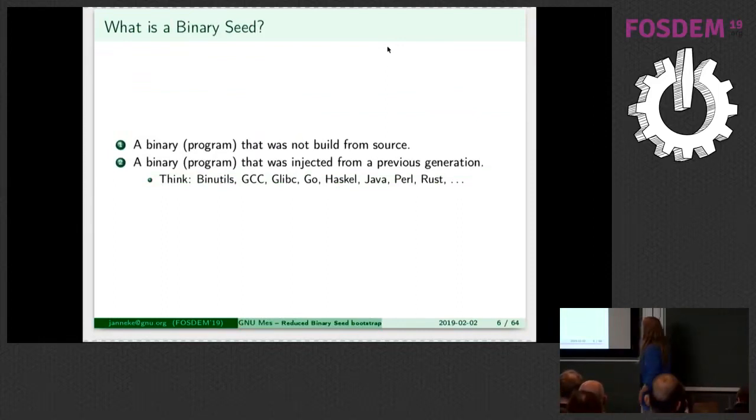So what's a binary? A binary is a program that was not built from source, but you run it anyway. You want to run it. A binary can also be a program that you have the source code to, and you might be thinking that you're running the program from source, but actually it's a previous version, a previous generation of the program that you have the source code from. You're actually using a binary that was created earlier.